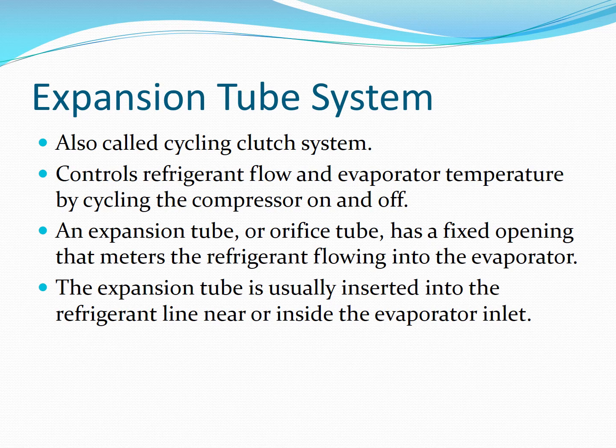The expansion tube is usually inserted into the refrigerant line near or inside the evaporator inlet. That's important to know as far as location, because those fixed orifice tubes do get plugged up. When they're plugged up, that creates either a blockage or a much smaller orifice, which is going to cause some freezing. So something to be aware of.